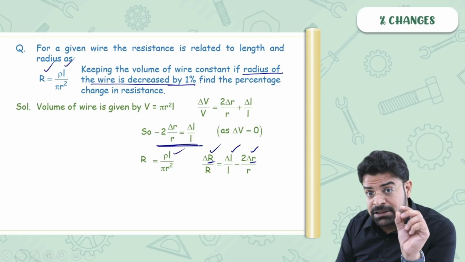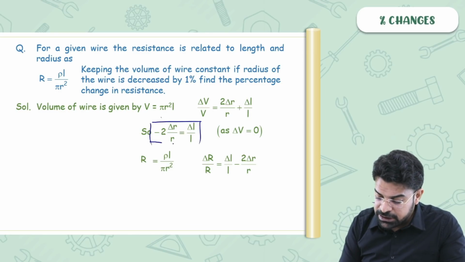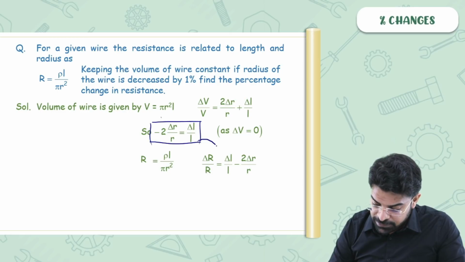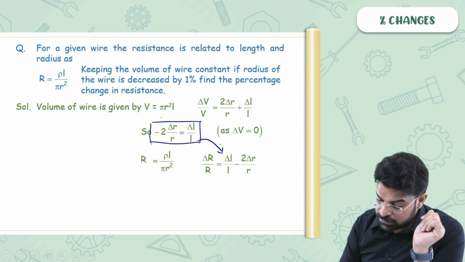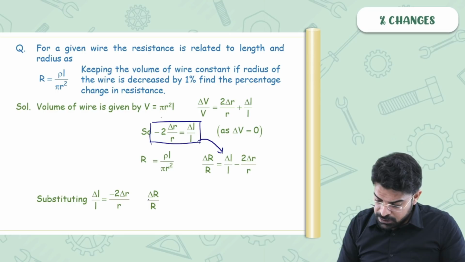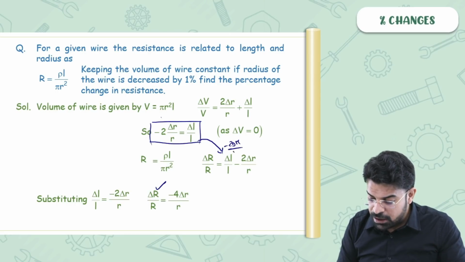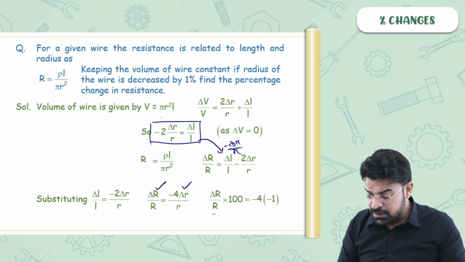But you know that since the volume is constant, the relationship between change in length and change in radius will be given by this. So you can say that the fractional change in length equals minus 2 times the fractional change in radius. Substituting it, we get that the fractional change in resistance equals minus 2 delta r by r minus 2 delta r by r, that becomes minus 4 delta r by r. Multiplying both sides with 100, we get the percentage change in resistance equals minus 4 times the percentage change in radius, which is -1.